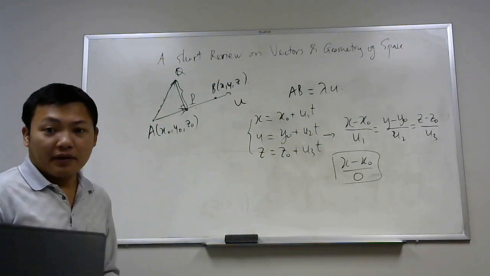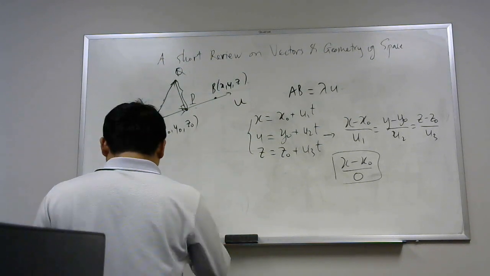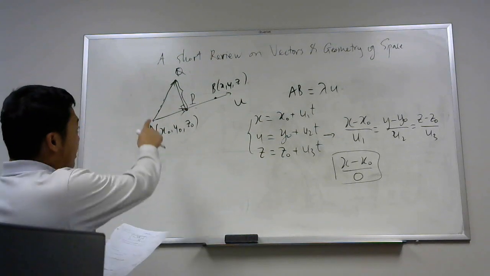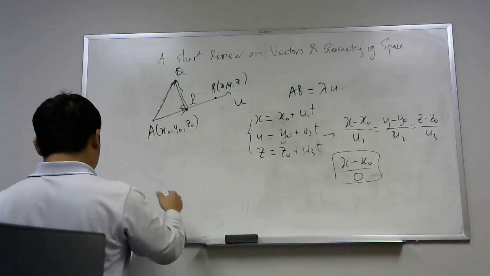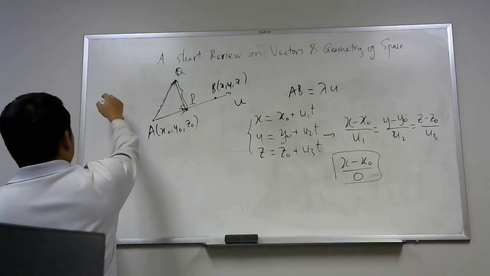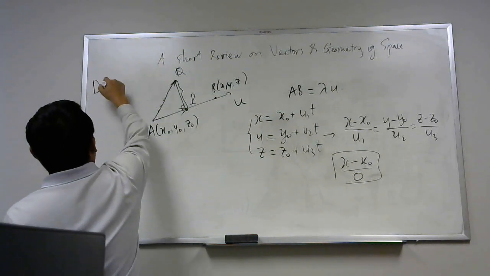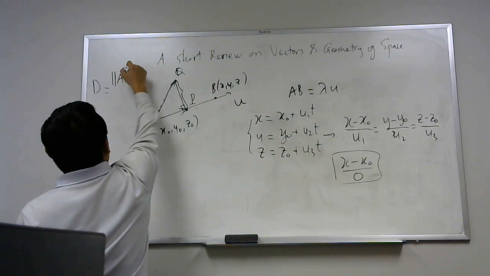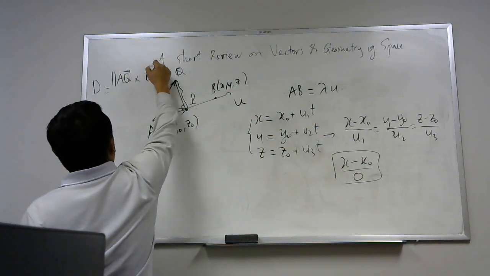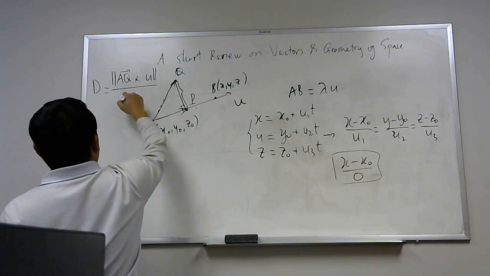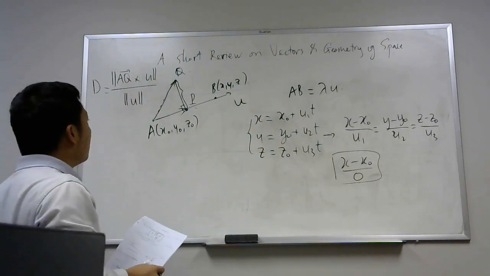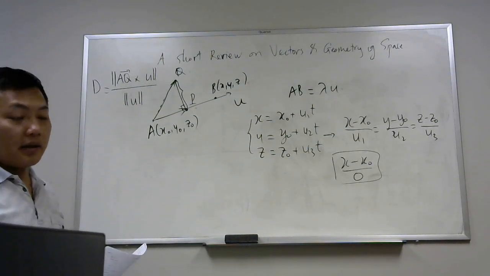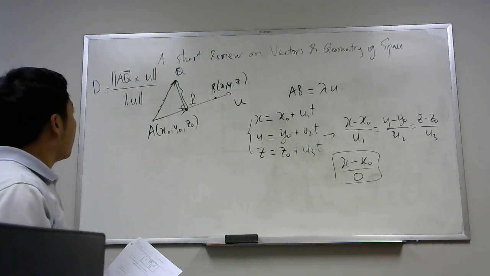In the textbook, they have a very good formula, which gives you the connection between the cross product and the distance from one point to the straight line. Here's the formula: d equal to the norm of AQ cross product with u, divided by the norm of u. Actually, it's easy to prove this formula. It's nothing special in here.